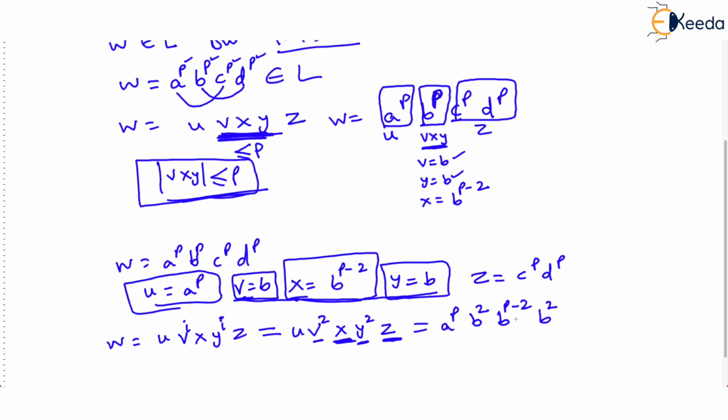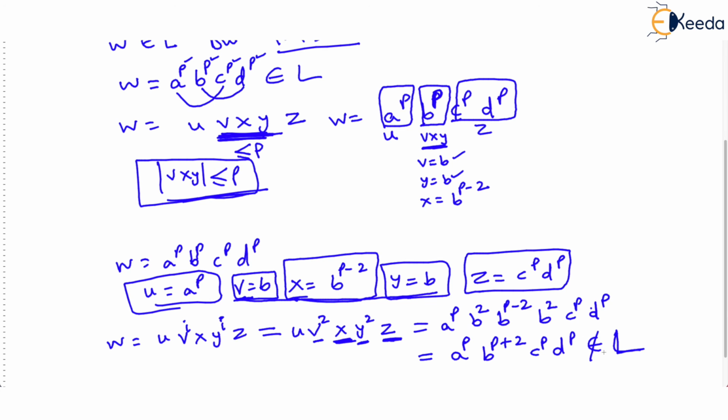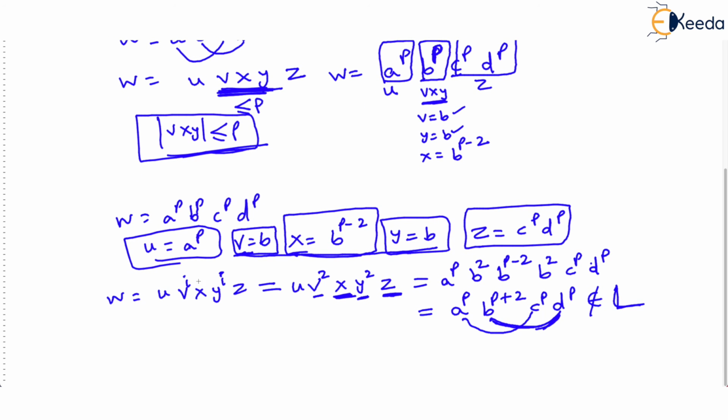And finally, what is z? z is c raised to P, d raised to P. Now the new word that we have got is a raised to P, b raised to P plus 2, c raised to P, d raised to P. This is not part of L, because the number of b's must match the number of d's. The number of a's are still matching the number of c's, but the number of b's are not matching the number of d's. This cannot be part of L. We have arrived at a contradiction. We are able to prove this for i equal to 2. You can even prove it for i equal to 3 or 4. And you can even prove it for i equal to 0.